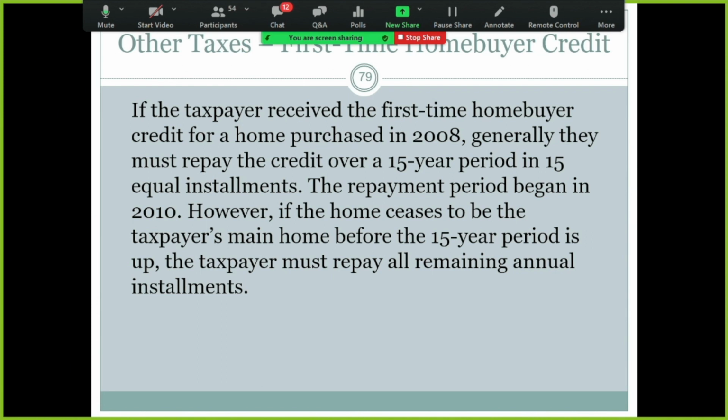So again, it says if the home ceases to be the taxpayer's main home before the 15 years is up, then they're repaying. So that's kind of like that example that we talked about on those capital gains or losses, the sale of a main home. If the first-time home buyer credit is part of that, then whatever balance is left to be repaid has to be repaid in that tax year. So if it's $2,000 an installment, the remaining installment balance that is left will have to be paid on the 2021 tax return.